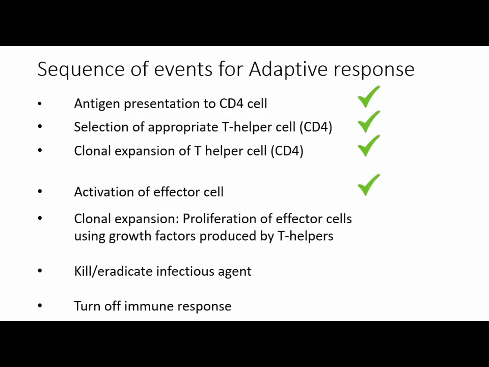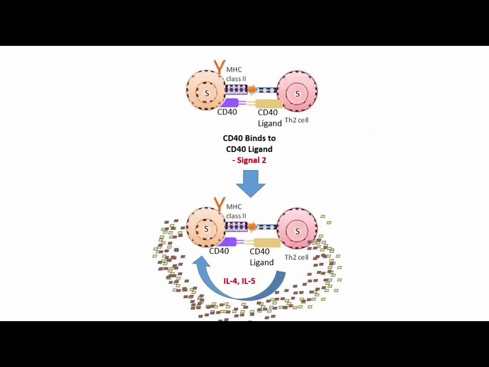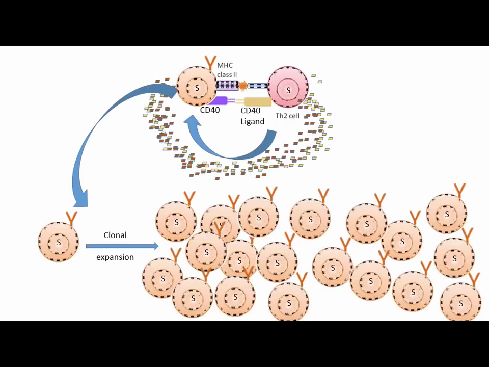We have the activated effector cell, and once again what we need is sufficient numbers of that effector cell. The way that's achieved is through the release of cytokines by the helper cell, the Th2 cell, in the form of IL-4 and IL-5. When the helper cell releases IL-4 and IL-5, it'll bind the receptors on the B cell and cause clonal proliferation. Now we're in a position where we have sufficient numbers of B cells that recognize Salmonella.